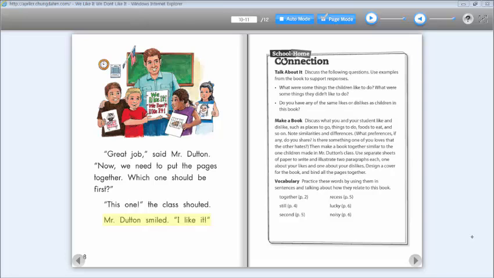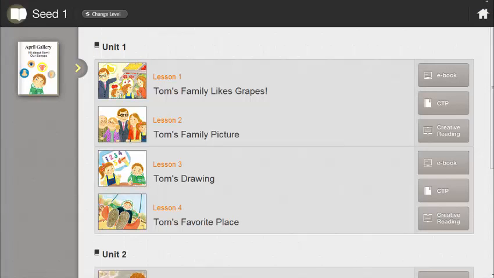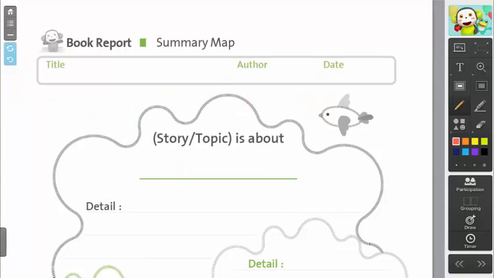So this is a book from our Seed 1 class. Let's say we finish reading this. So I'm going to close this one. And then I'm going to click on the Creative Reading button. And we have our book report page right here. Students will have the same page on their CR and CTP notebooks, so make sure they have those books out.